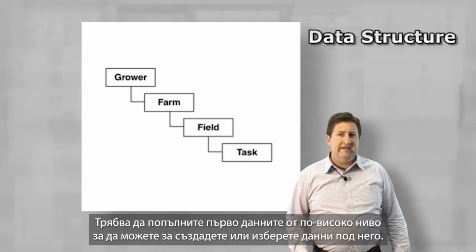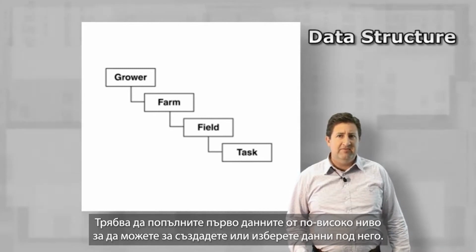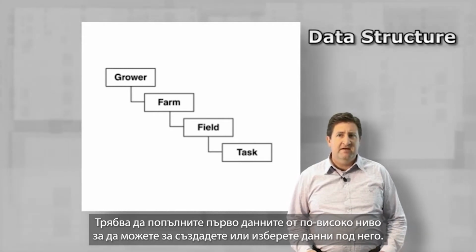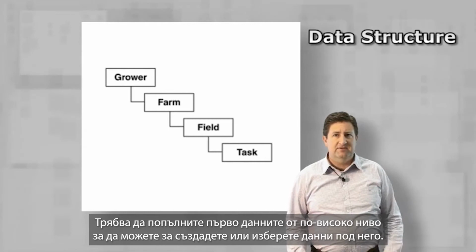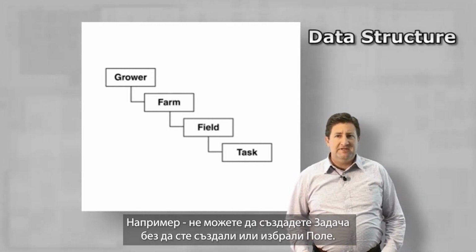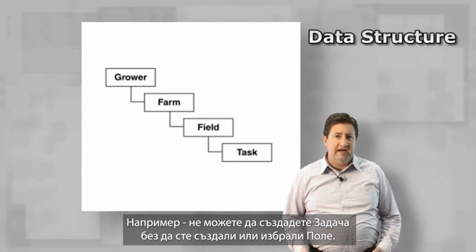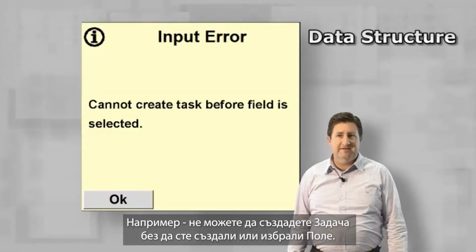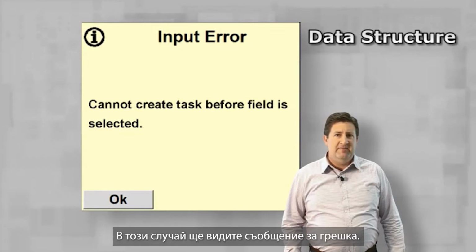All higher level data must be complete before the next level down can be created or chosen. For example, we can't create a new task before we have created or selected a field. We will receive an error message in this case.